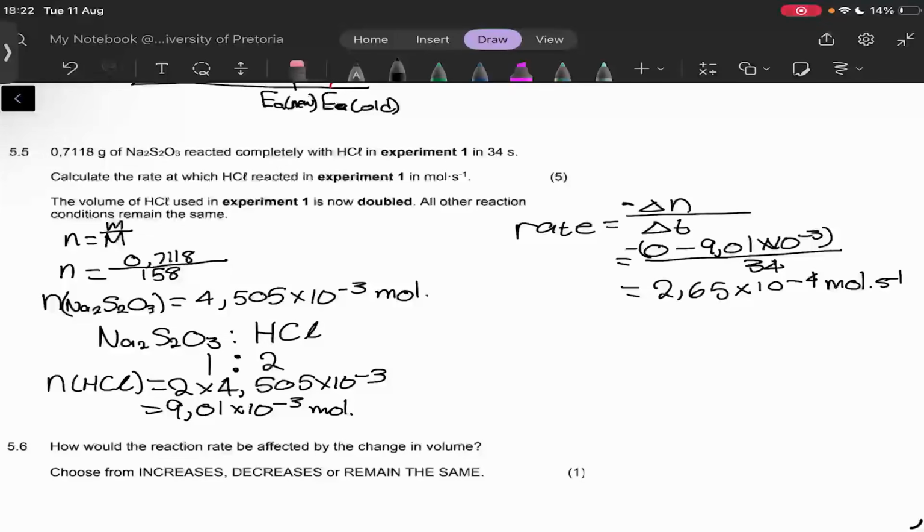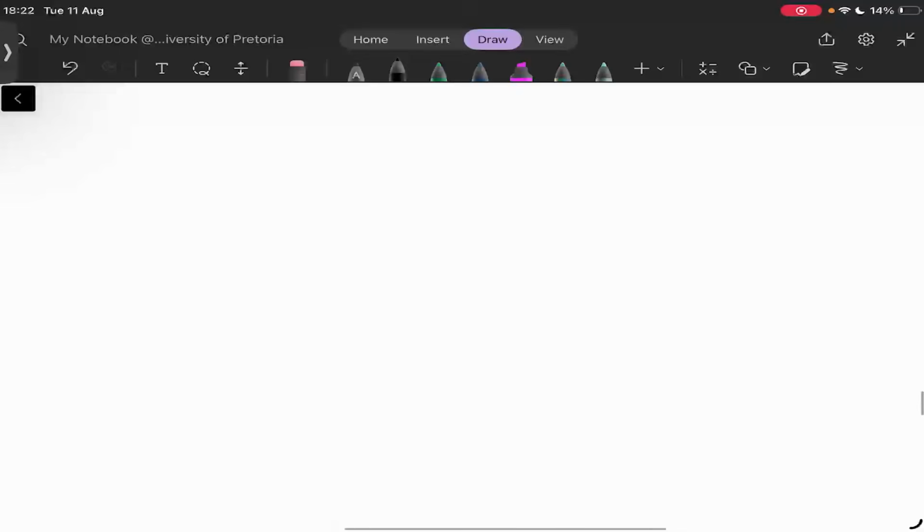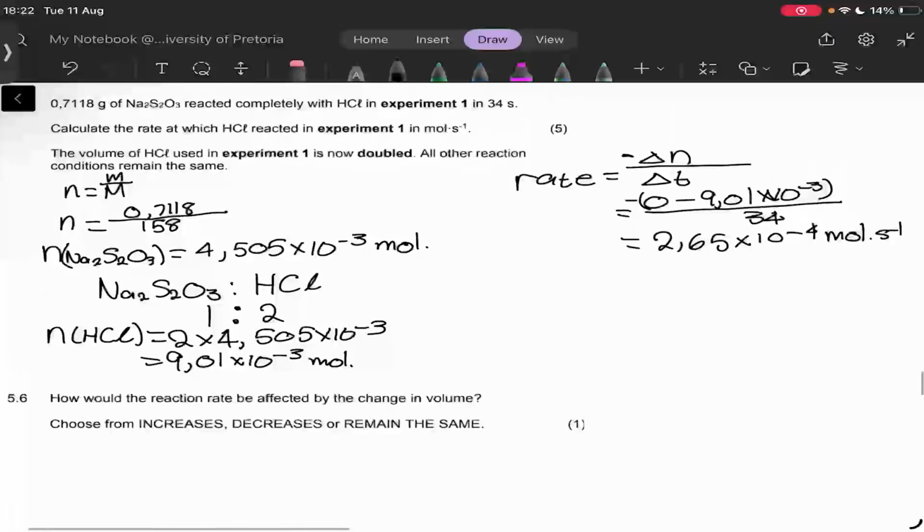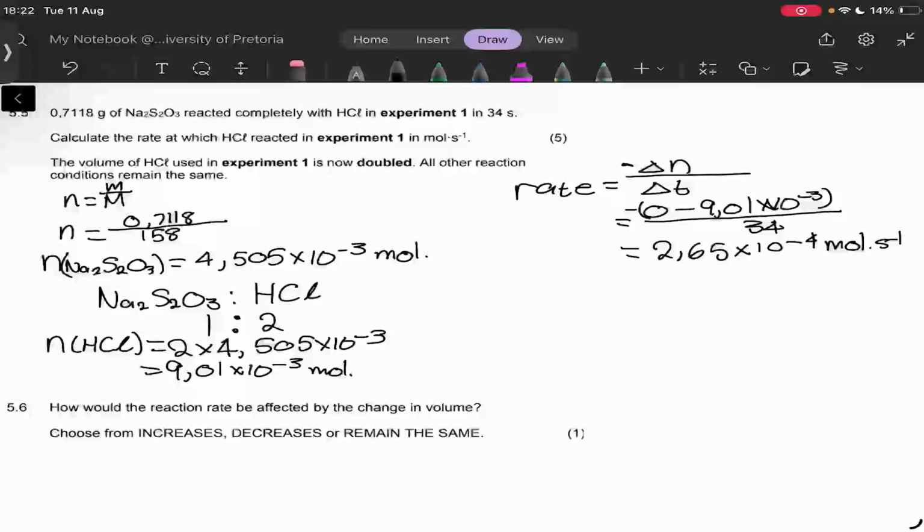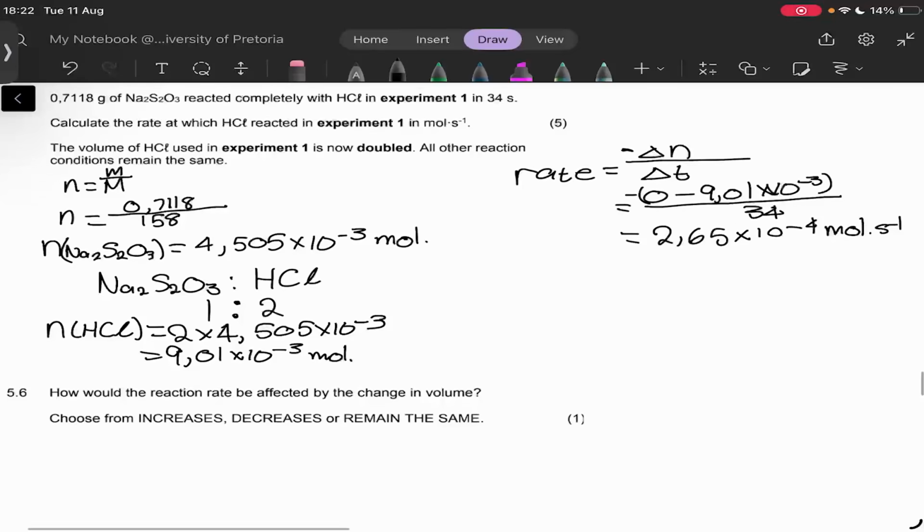Remember, rate is just delta whatever over delta the next thing. You can think of it as kind of like your gradient. Your gradient, you know, it's the change in y over change in x. So in this case, you're gonna have to take the change in moles over the change in time. Okay? Right. So that's what we have for this question. Our last 2 marks will come from calculating the actual rate. This is the answer. Let's carry onwards to the next one.